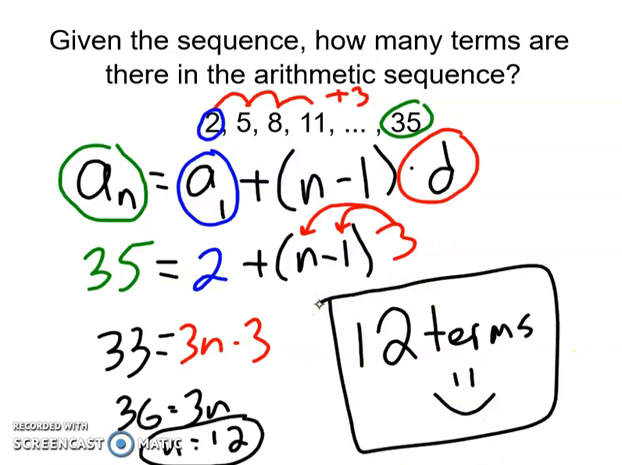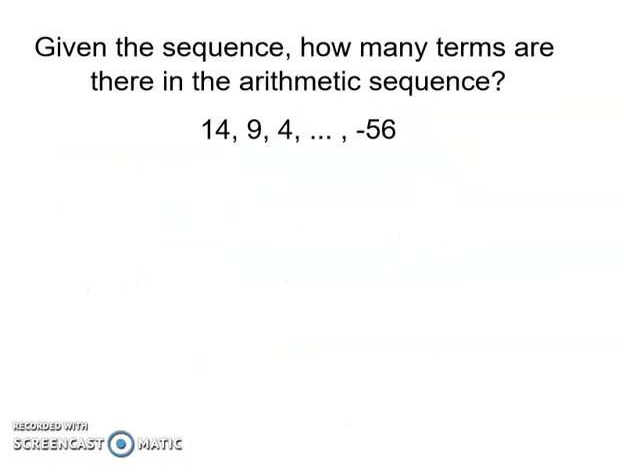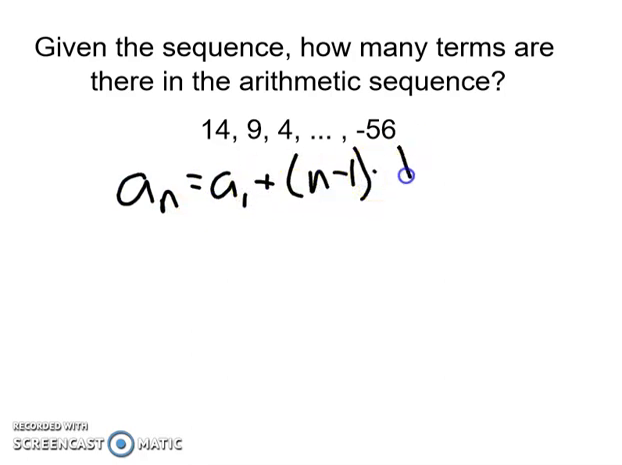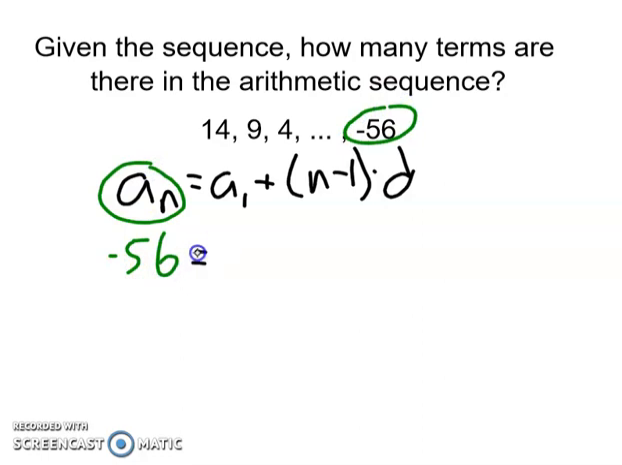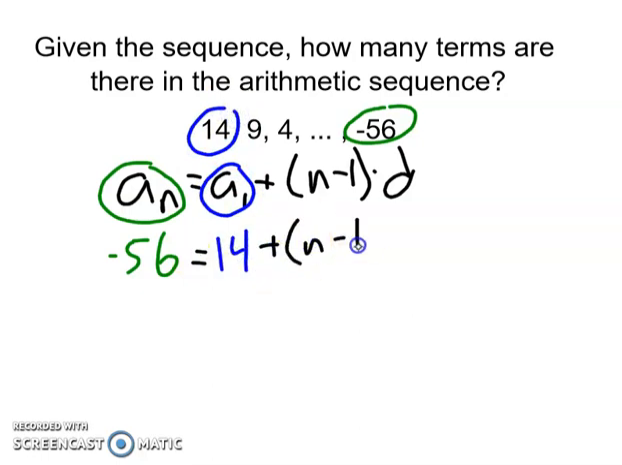That's all. That's all it is. Here is another example. Given the sequence, how many terms are there in the arithmetic sequence? So again, we start out a sub n equal to a sub 1 plus n minus 1 times our difference, and we fill in what we know. Well, a sub n is that last term, so negative 56. A sub 1 is that first term, which is 14. We don't know n.